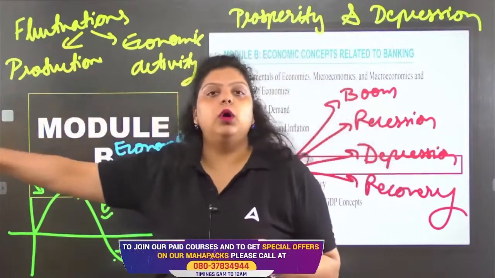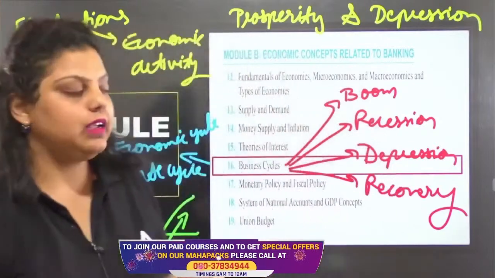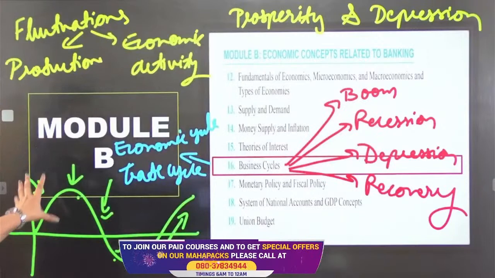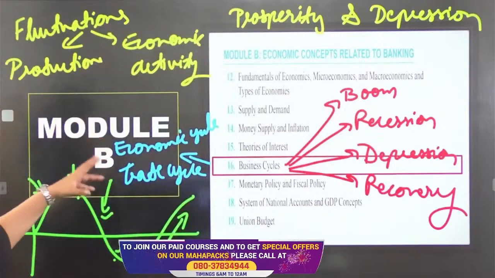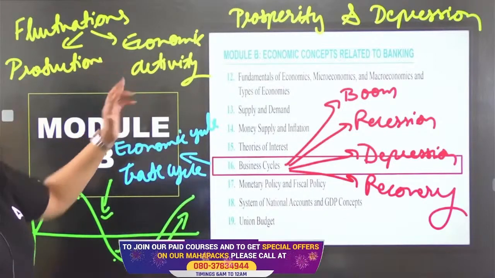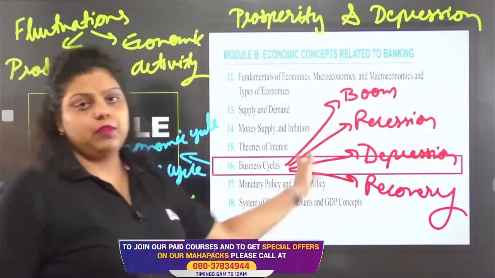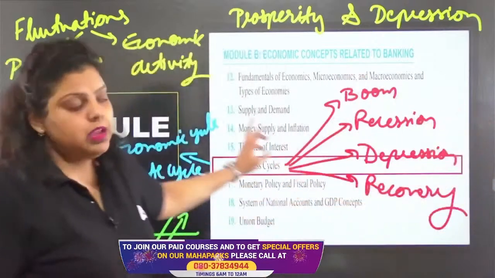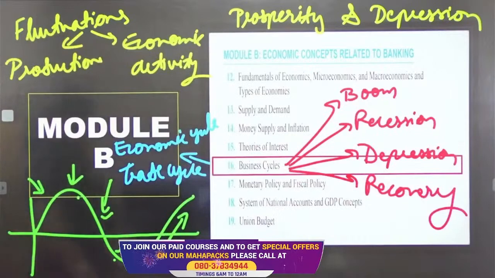So this cycle will go on. This is the recurring phase of the cycle. This recovery, boom, depression, recession, all these will be recurring, because this cycle is never going to end. So all the phases of the business cycle are recurring in nature. Clear? So this is what we're talking about, your business cycle.